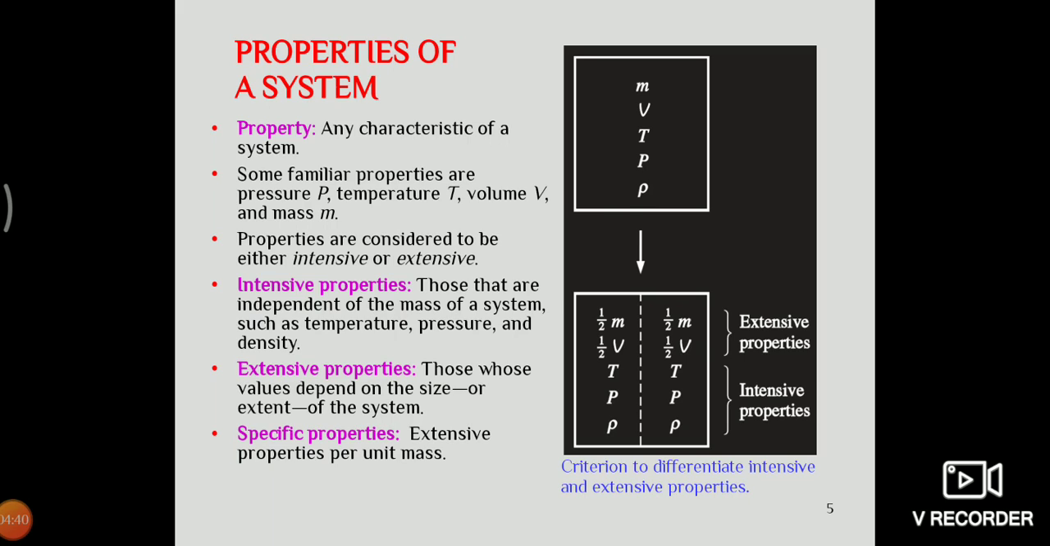So prior to that we should know a few definitions, that is, what do you mean by property. We can define property as any characteristic of a system. That means every system has certain characteristics by which physical conditions may be described. So we can describe that particular physical thing with the help of pressure, temperature, volume, density. They are known as properties of any system.